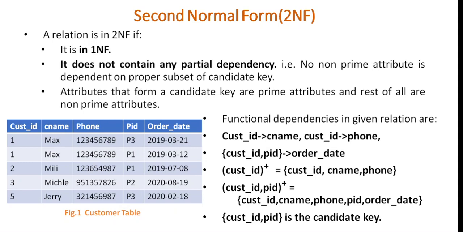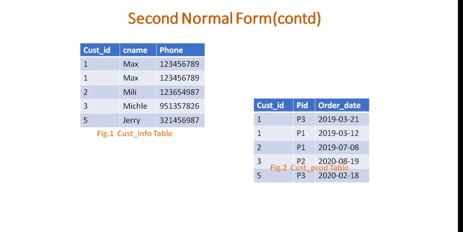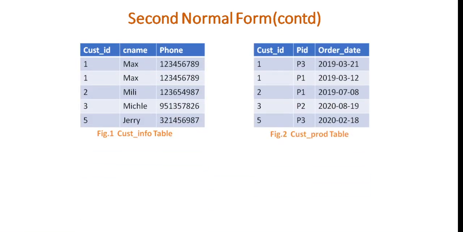So we need to remove this partial dependency to convert this relation into second normal form. Now let's see how to remove it. We can divide this entire relation into smaller tables. Here I have divided this relation like this. The first relation consists of customer ID, customer name and phone number, and the second relation consists of customer ID, product ID and order date.